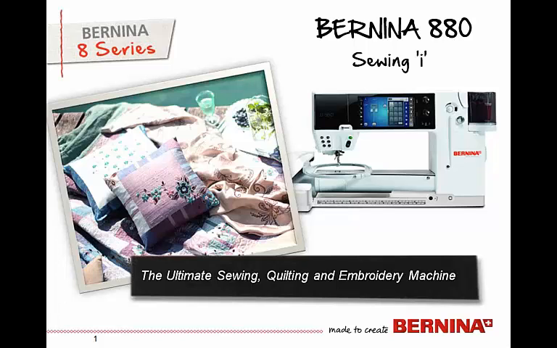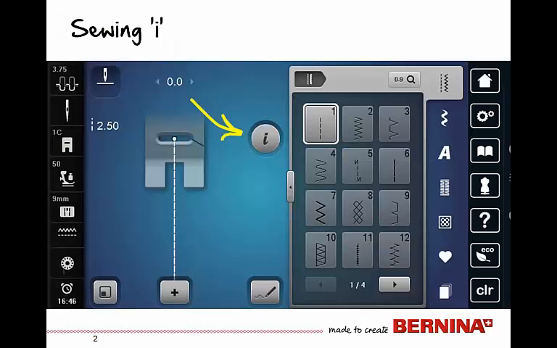Well, we're going to take a look at some of the great creative features that are all stored in the I, which stands for the Information Menu. This great sewing I has all of our creative functions that we can apply to any of the stitches. As you look at our screen, you see that there's not a lot of options here, but all of those features are hidden behind the I.